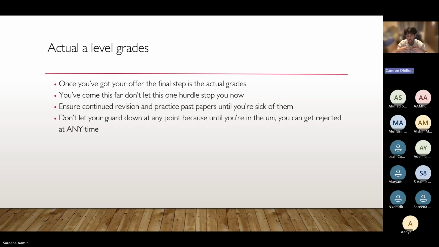Because at that point you've understood the mark scheme, you've understood all of the questions they can ask you, and things that they can do to throw you off, and basically you can't be caught out. And yeah, final point, don't let your guard down at any point, because until you're in the uni, you can get rejected at any time. Next.